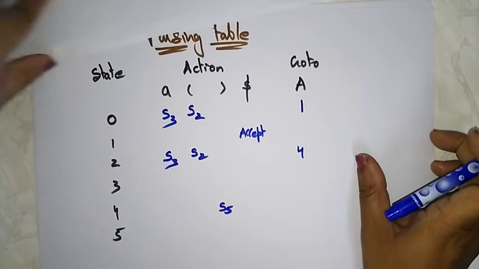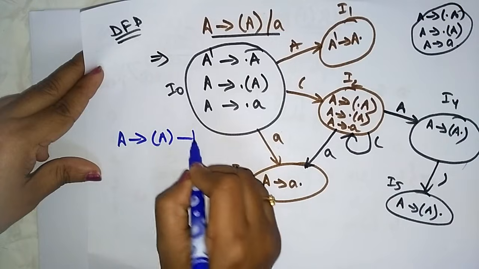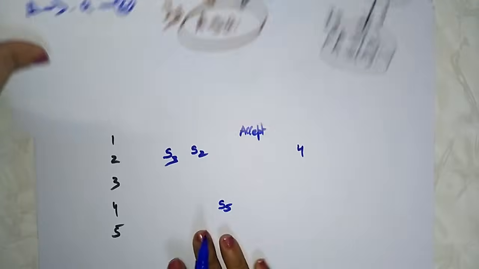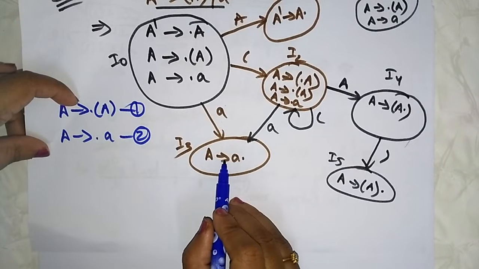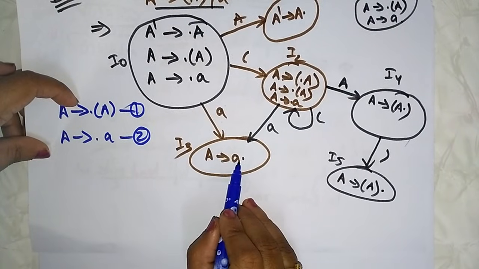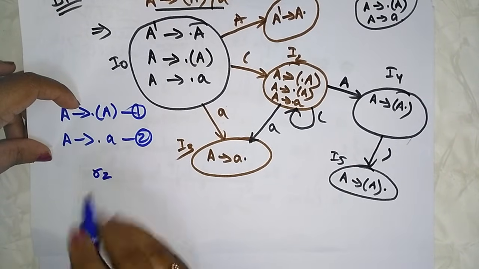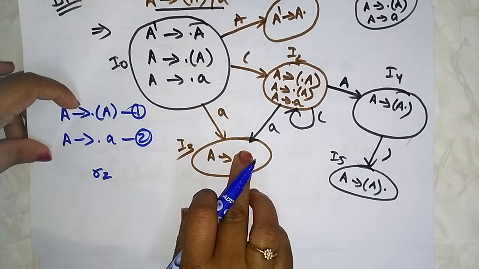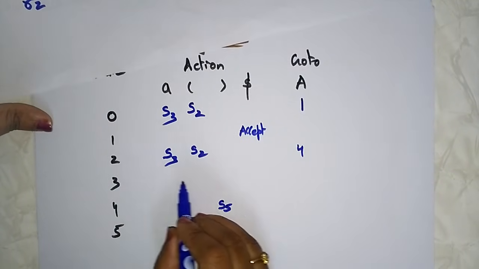Now let's give production numbering. I'm numbering the productions: this is 1 and this, A determines dot A, is 2. Now check I3. I3 has the production A determines A, which is production 2, so reduce R2. R2 has to be written in the I3 state. Whereas in LR0 you write R3 across the complete row.